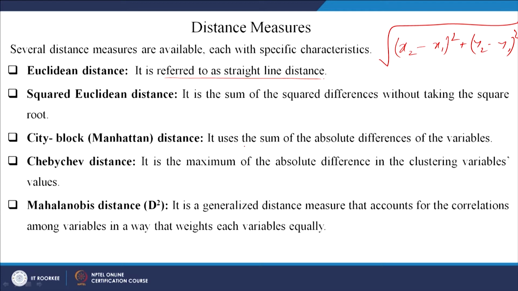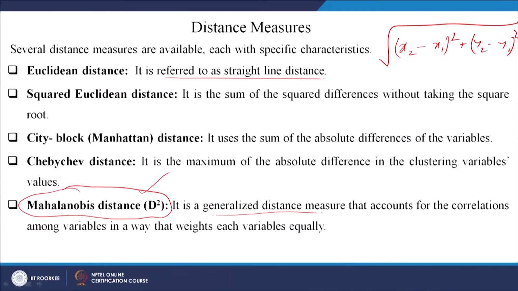City block distance uses the sum of the absolute differences of the variables. I will show you in the next slide. Chebyshev is the maximum of the absolute difference in the clustering variables' values, and Mahalanobis is used when there is a high degree of correlation among the variables. Whenever you have high correlation among the variables, Mahalanobis distance is the right measure to be used. It is a generalized distance measure that accounts for the correlations among variables in a way that weights each variable equally. Basically, it standardizes the values.